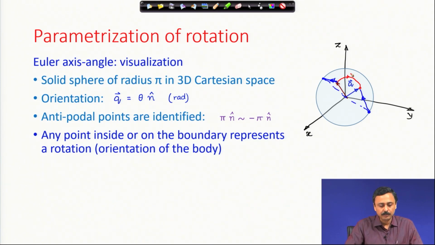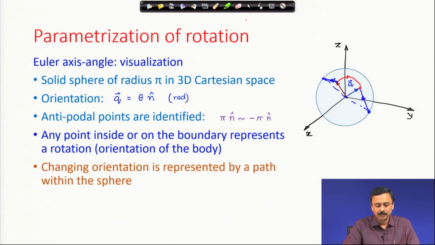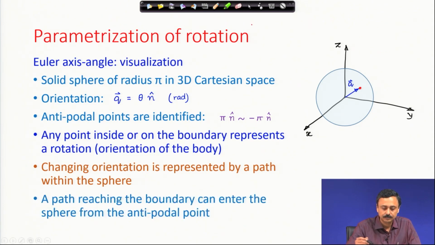Any point inside or on the boundary represents a rotation or orientation of a body, and you can join them by paths, and that implies change of orientation. Change of orientation is represented by a path within the sphere, or you can reach the boundary of the sphere and switch to the antipodal point and again continue inside. The path reaching the boundary can enter the sphere from the antipodal point. So, this gives you some visualization of orientation and its change, the path along which it changes.